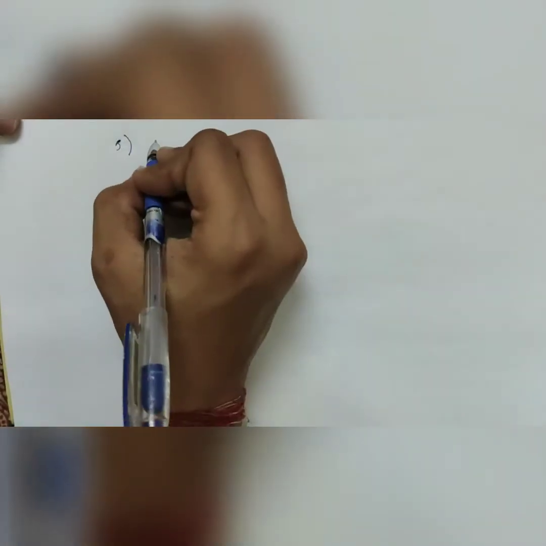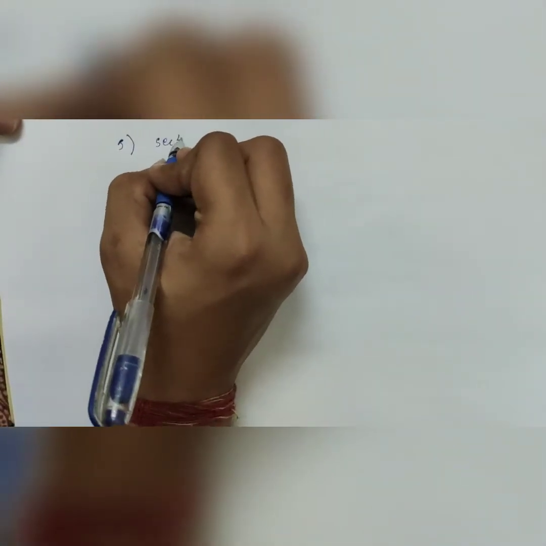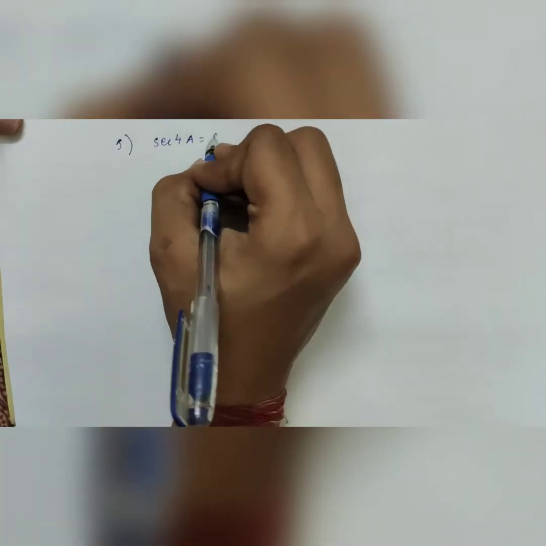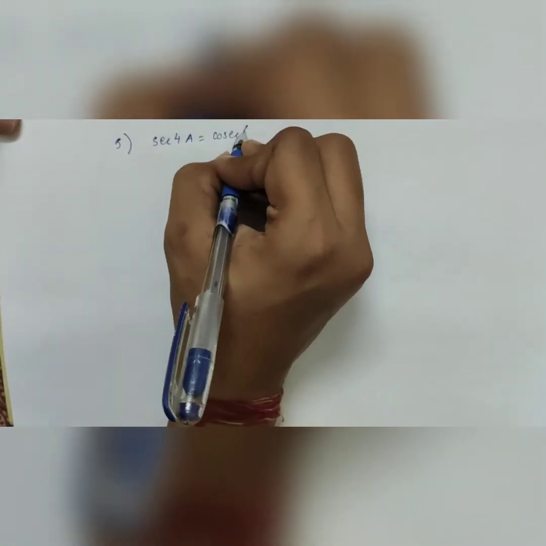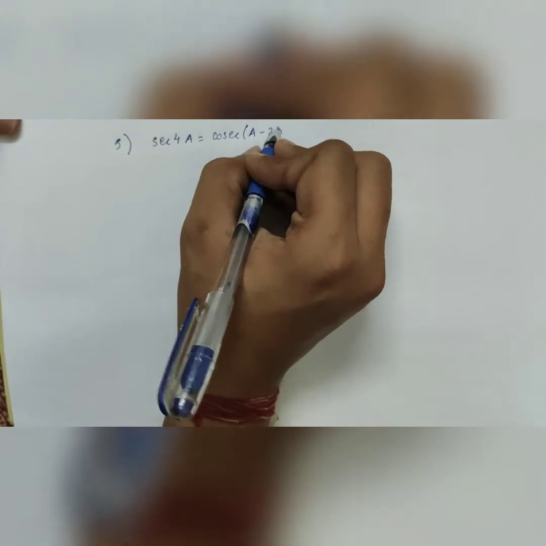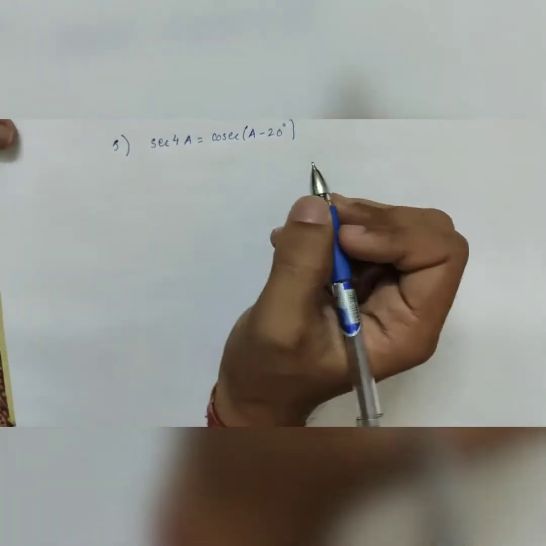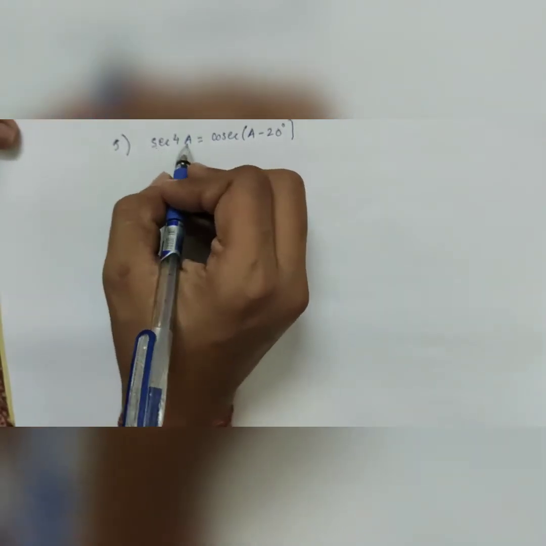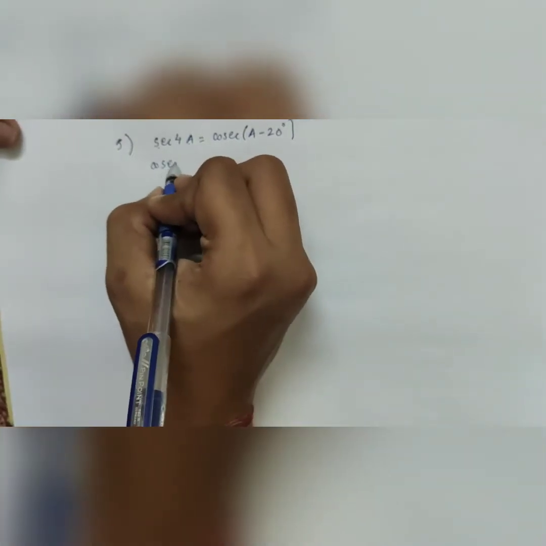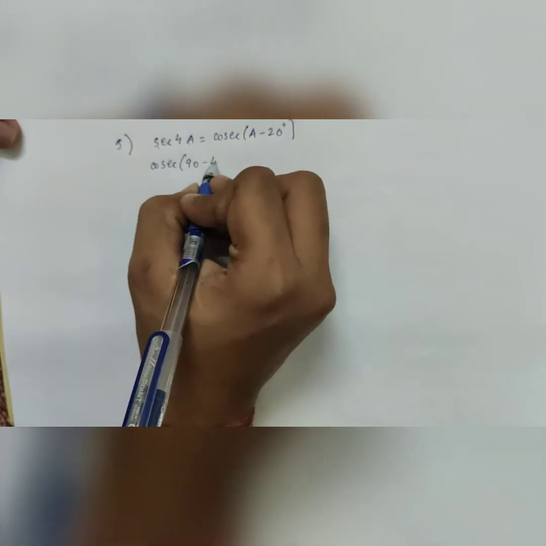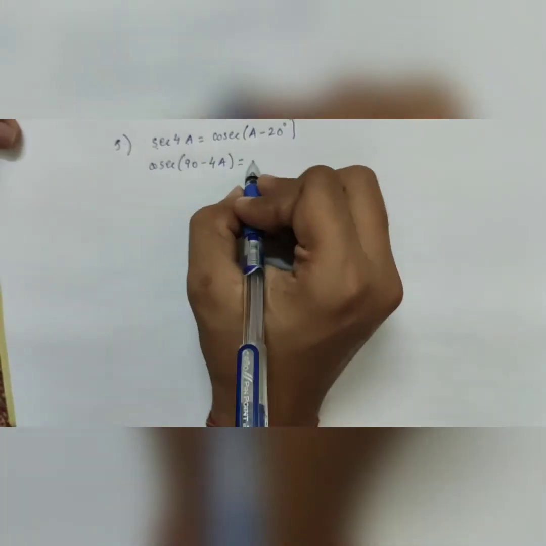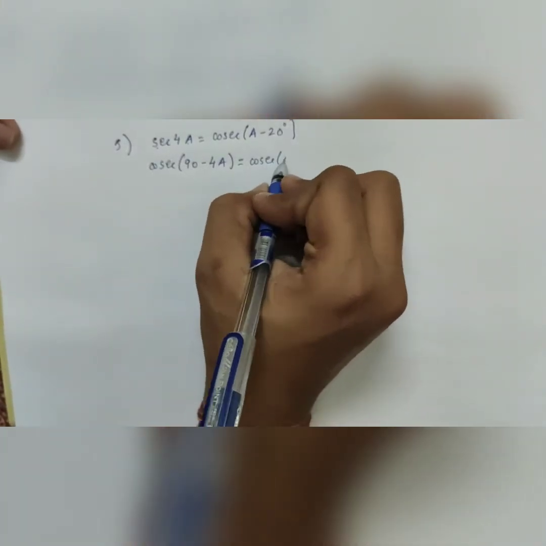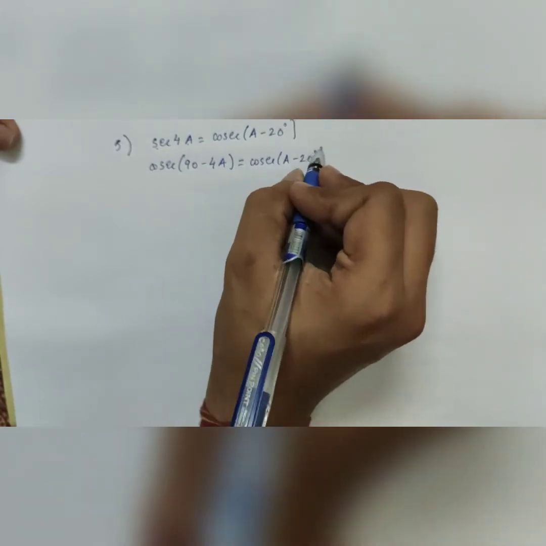That is, sec 4a is equal to cosec a minus 20. So you need to find the value of a. This is also a similar question to the previous questions. So sec 4a you can write as cosec 90 minus 4a, which is equal to cosec a minus 20 degree.